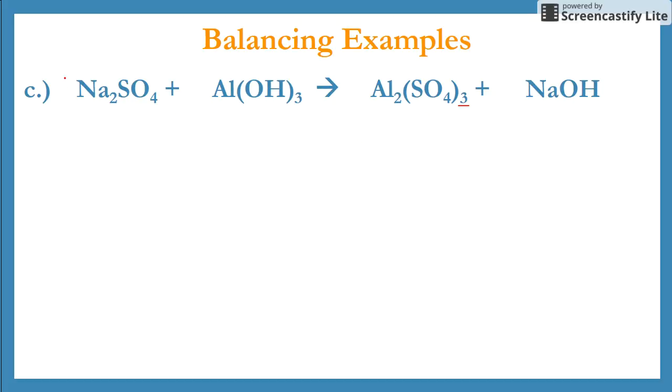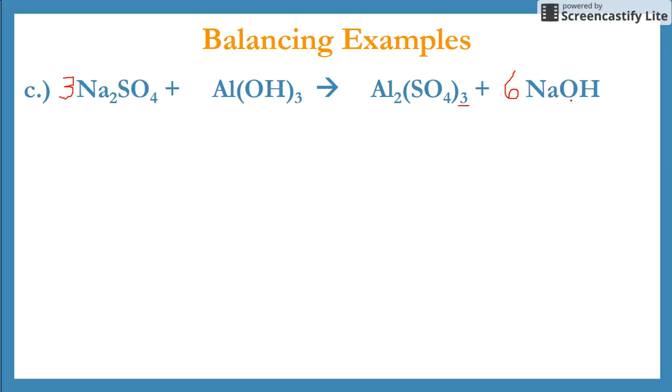So that means we're going to need a 3 here. And that 3 will satisfy the sulfate. But the sodium now is a total of 6 because we have 2 per formula unit. We have 3 formula units, so there's a total of 6. So that means there's going to need to be a 6 here.